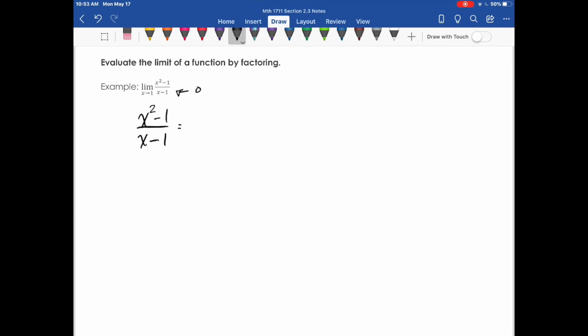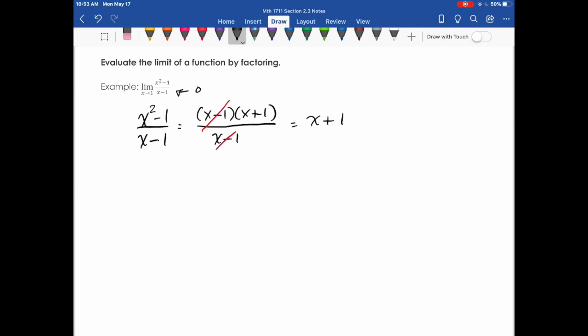So the top is the difference of squares. So I can factor this as x minus 1 and x plus 1. And in the denominator, I have x minus 1. Now, because I have the same factor of x minus 1 on the top and the bottom, I can get rid of it. And I'm left with x plus 1.